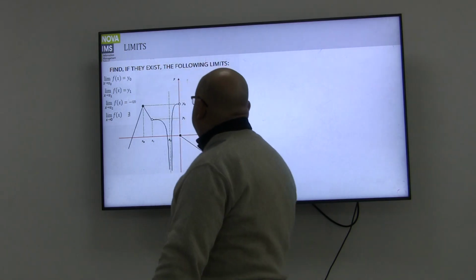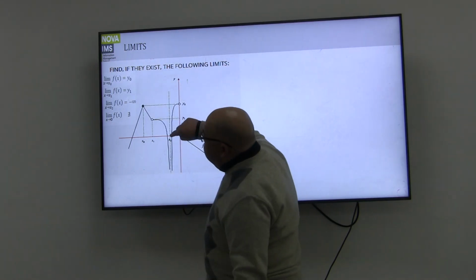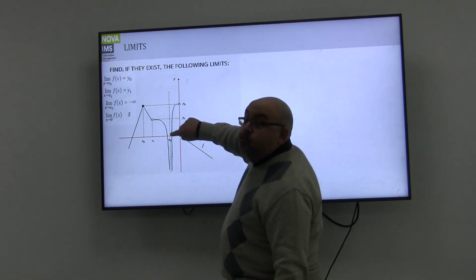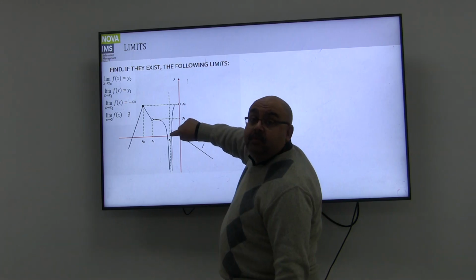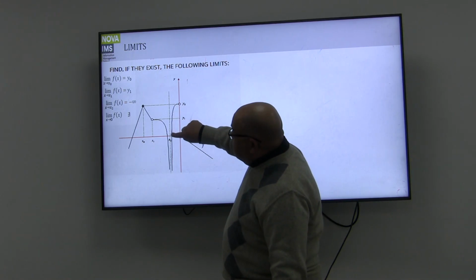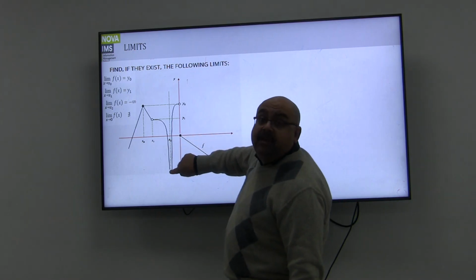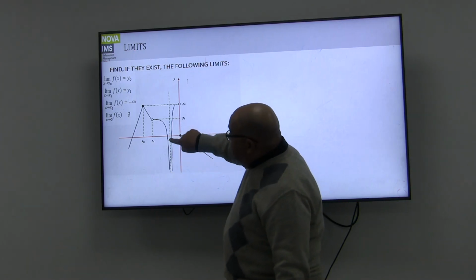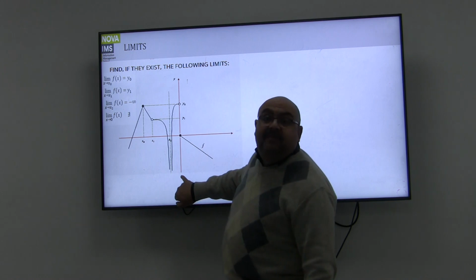If I try to get the limit at x2, look at x2. The limit from the right, the function is decreasing incredibly, decreasing till it will reach negative infinity.